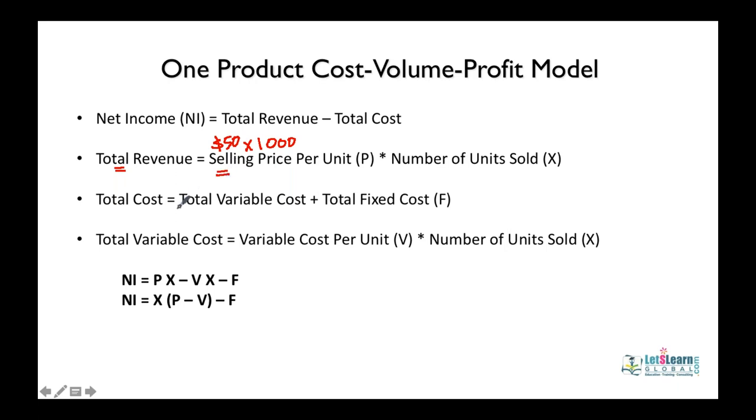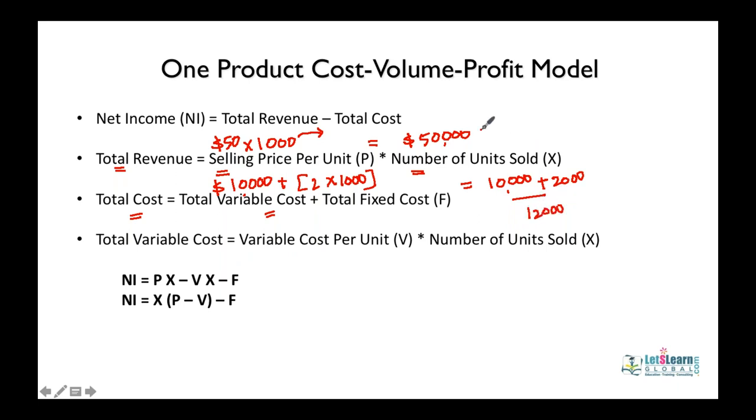Clear? So $50 is the selling price per unit and the number of units you sold is 1,000. So your sales are going to be $50,000 in revenues. Total cost: say we have a fixed cost of $10,000 and the variable cost per unit is, for example, $2. So $2 into how many units we sold here? 1,000. So the total variable cost is $2,000, and the total fixed cost is $10,000, that is $12,000. So your total cost is $12,000, which is deducted from your revenues, giving us a profit of $38,000.